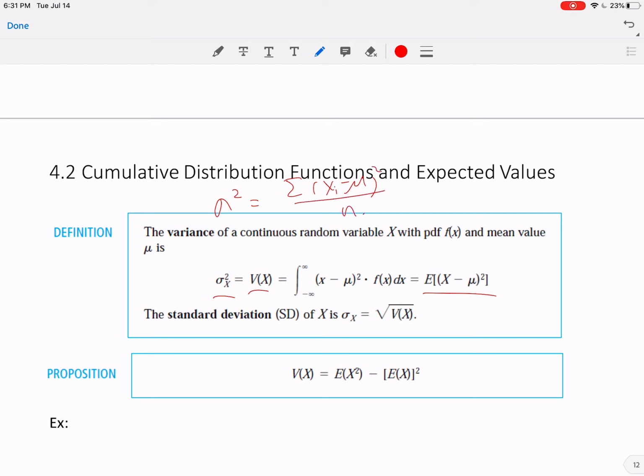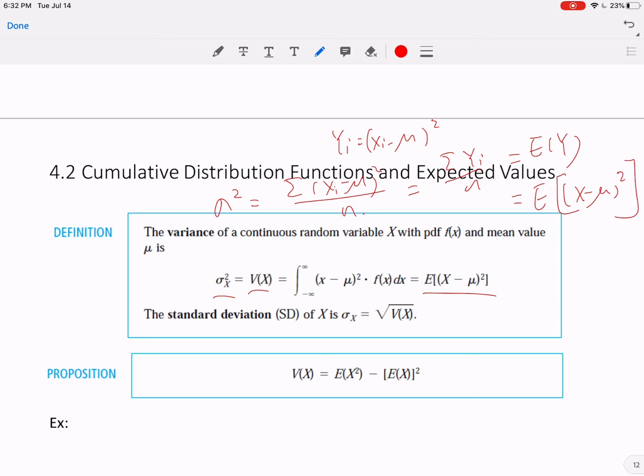Yeah, I think I proved this in the previous video. So if we set y_i equal to (x_i minus mu) squared, then on the top we're going to have the sum of y_i over n, which would be equal to E of y, the expected value of y. And of course this is equal to the expected value of (x minus mu) squared. Okay.